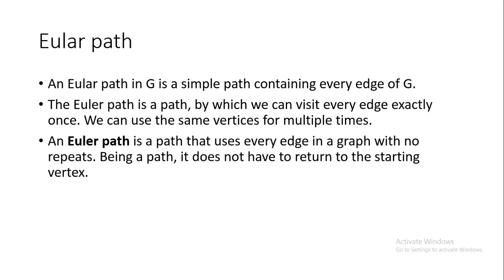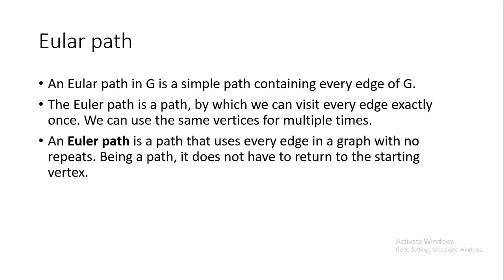And what is a simple path? The definition of a simple path I told you in our previous lecture. A simple path does not visit the same edge twice. That path is simple if it does not visit the same edge twice. So to make a path an Euler path, that simple path contains every edge of G.